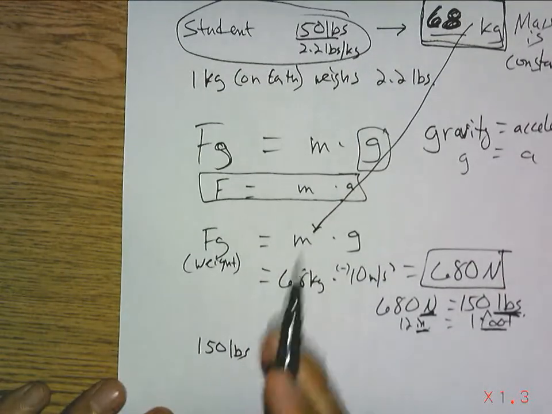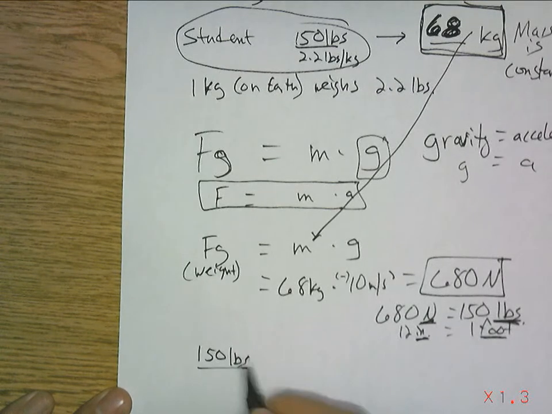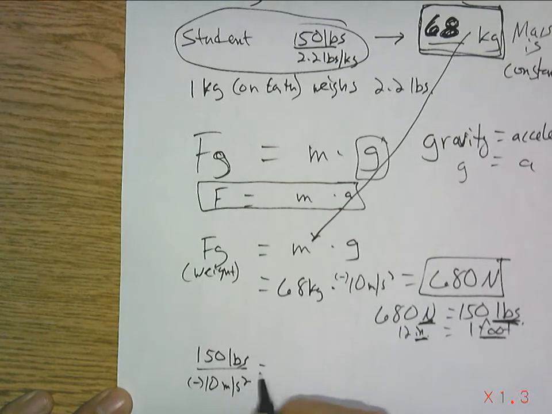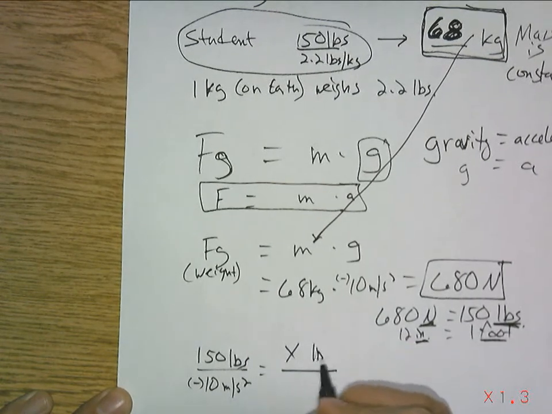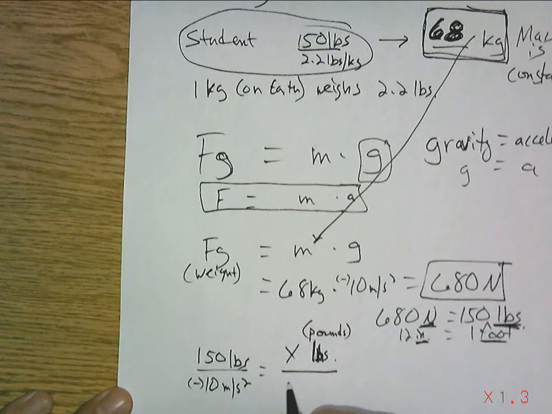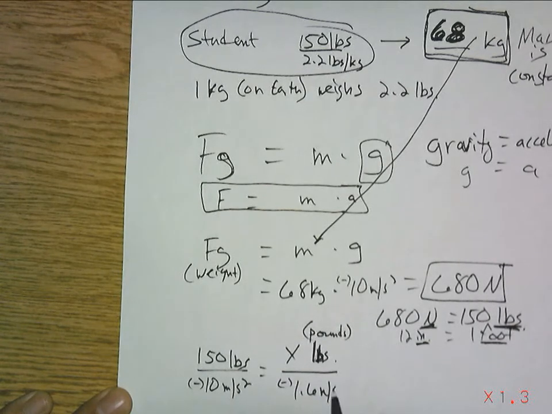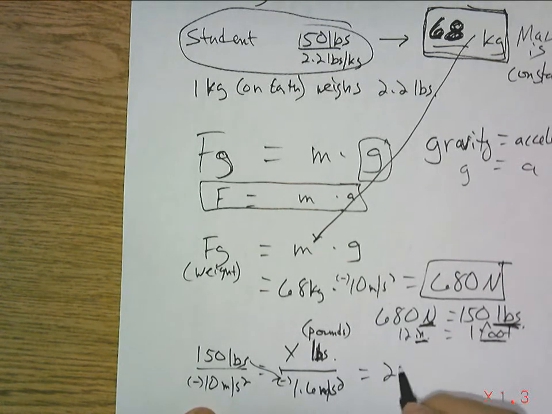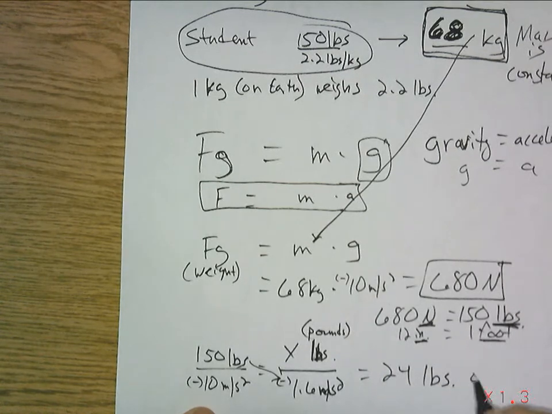Let's find out how much the student weighs on the moon. So 150 pounds over the Earth's g of 10 meters per second squared, and let's solve this for x pounds. I know that on the moon, g is 1.6 meters per second squared. So I can cross multiply: 150 pounds times 1.6 divided by 10. This individual weighs 24 pounds on the moon.